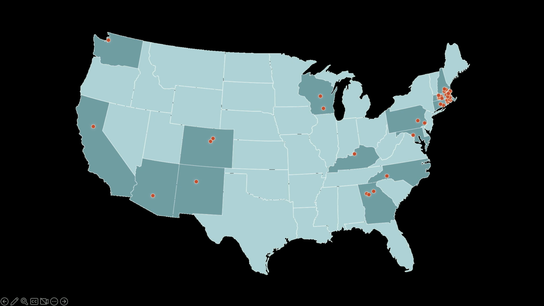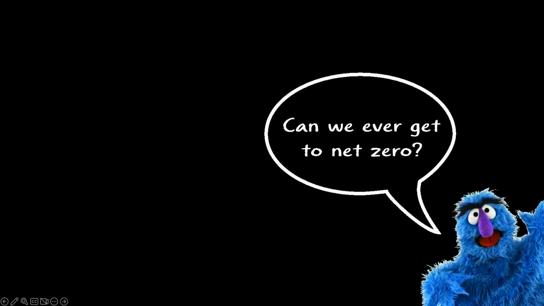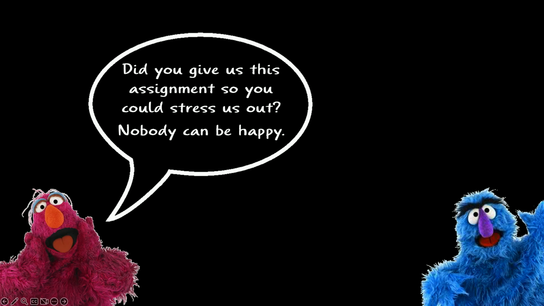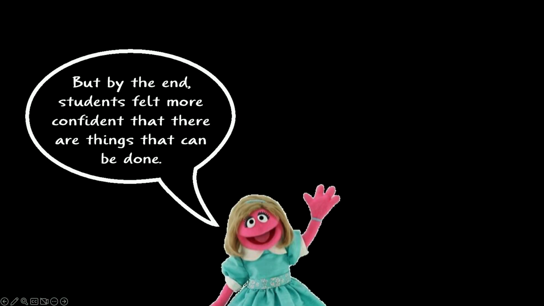We interviewed one teacher who told us that her students often start out using the simulation being really frustrated and almost hopeless. One of them was like, can we ever get to net zero? If people have all these different opinions and it's really this hard to do, can it even happen? And another one said, did you give us this assignment so you could stress us out? Nobody's happy, right? They're talking about the stakeholders. It can't make everybody happy. And the teacher said it was actually really good because by the end, students actually felt more confident that there are things that can be done.